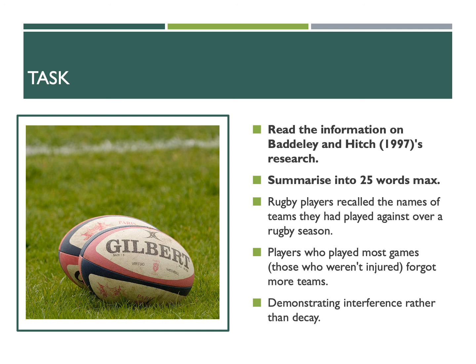Because the time interval from start to end of the season was the same, if it had been decay, they would have all been able to recall roughly the same. However, they didn't. Those who had played more forgot more, therefore it had to be due to interference. So this is a real world example of interference.